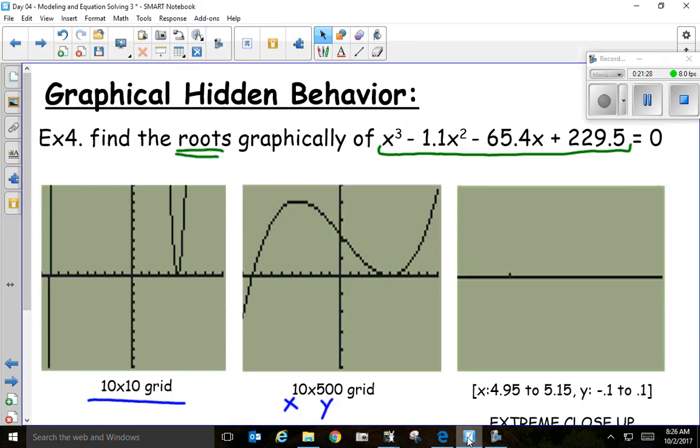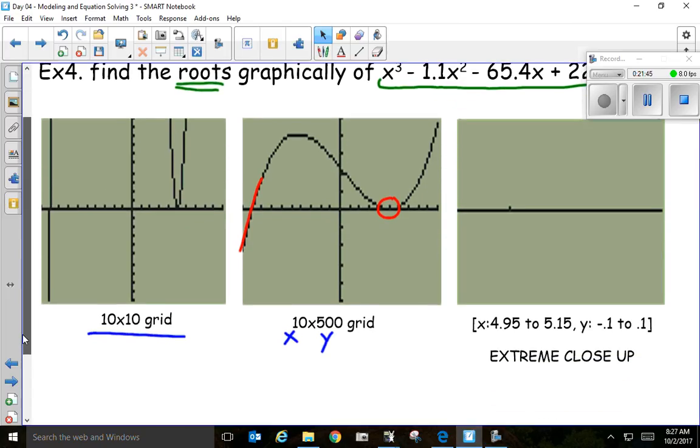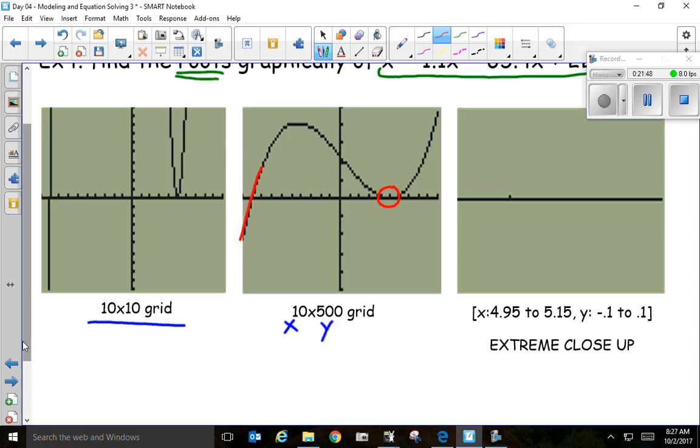I want you to do me a favor. We are going to zoom in right here. Here is obviously one root, it crosses. But here, I don't know, does it touch there? Does it dip below and come back? Does it not touch at all? Maybe there's only one root. I want you to zoom extremely close. I'll give you your x. I want it to go from 4.95 to 5.15.